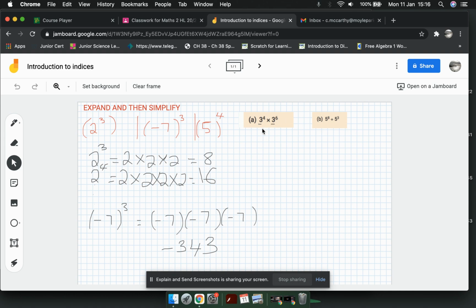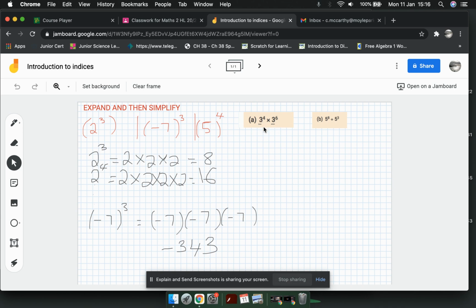So jumping back to what we're doing here, a few questions that you'll be working on will be asking you to do things like this. I have 3 to the power of 4 multiplied by 3 to the power of 6. So in other words, I have a number and an indice, and a number and an indice. And what's very important here, and I should recognize, is that I've got the same base number, in this case, which is 3.